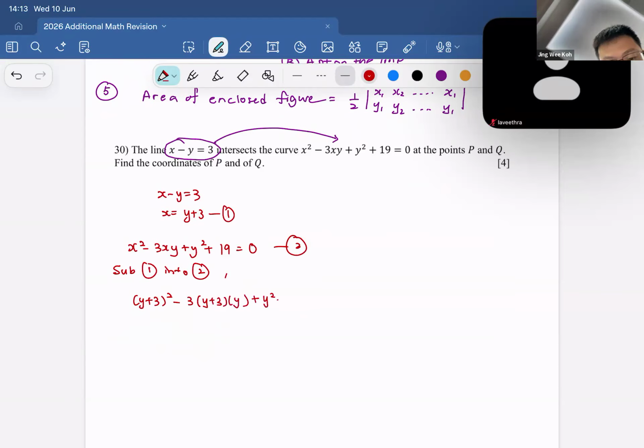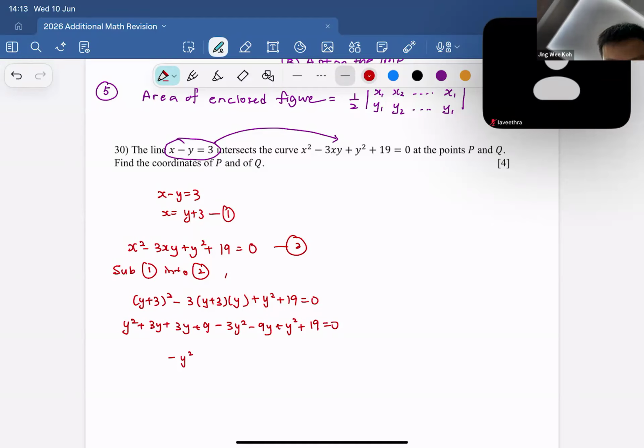Okay, please do not get your algebra wrong. The first part is just y plus 3 times y plus 3. If you're not sure, please write it out. Don't be lazy. So when you expand this, you should get y squared plus 3y plus 3y plus 9. If you need to do step by step, you also do step by step. Do not skip steps like what I do. Okay, so when you add them up, you get negative y squared minus 3y plus 28 equals 0.